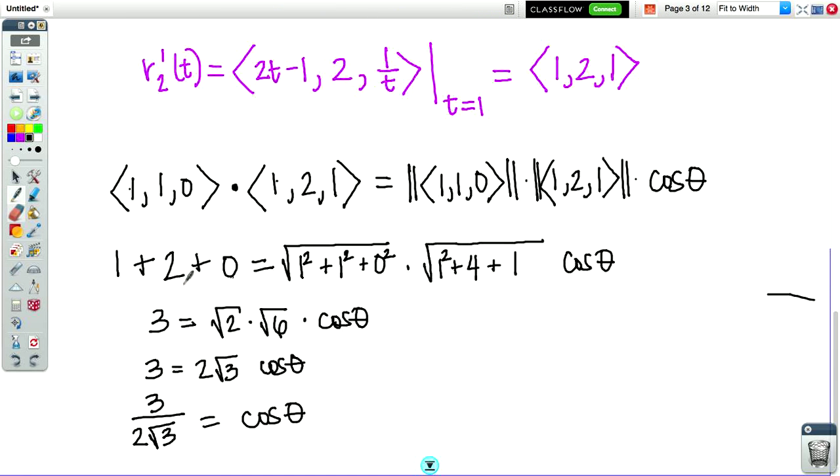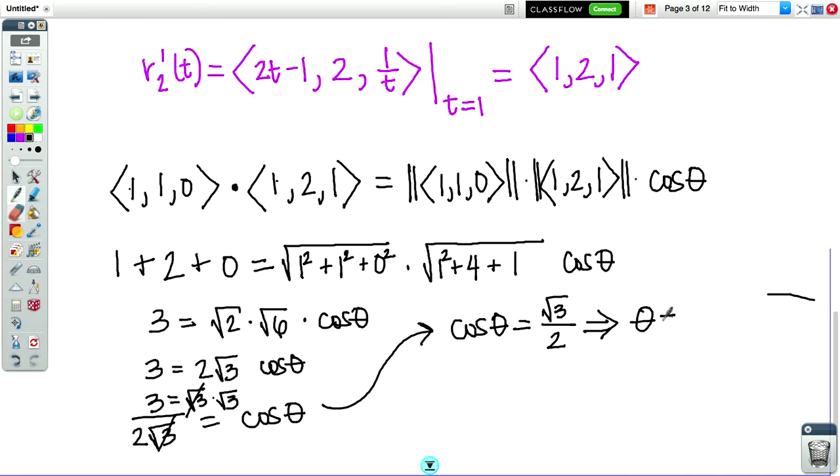So this is actually a pretty friendly angle. I can simplify this even more and say cosine of theta equals, well, 3 is the same as square root of 3 times square root of 3. So I can cancel here and here, and I get cosine of theta equals square root of 3 over 2, which tells me that theta has to be 30 degrees.